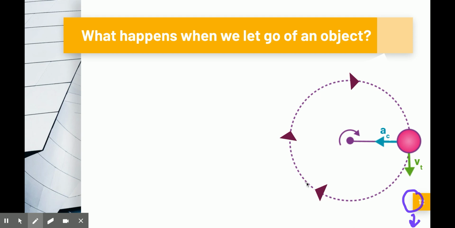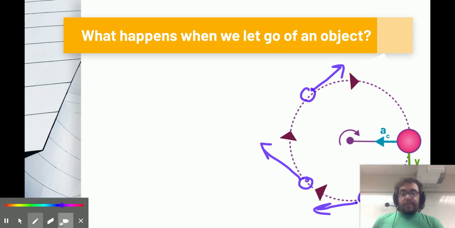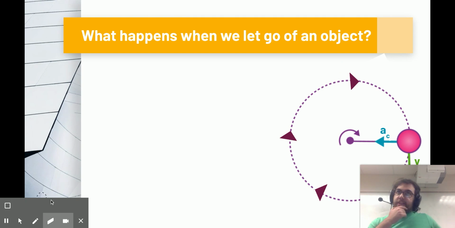So I can let go of the ball here. It would travel in a perfectly straight line of whatever the VT is. If I were to let go of it anywhere, it will continue in a perfectly straight line. You can actually test this yourself by spinning something and letting go.